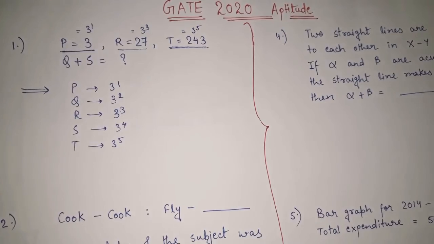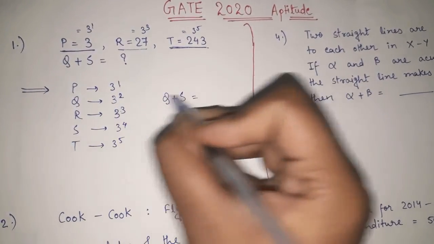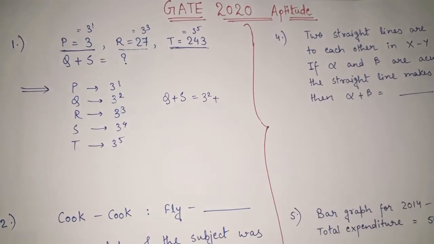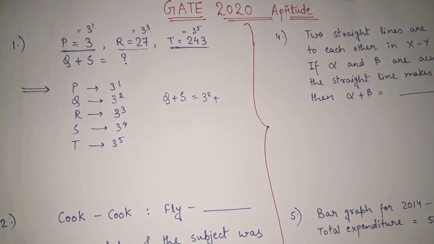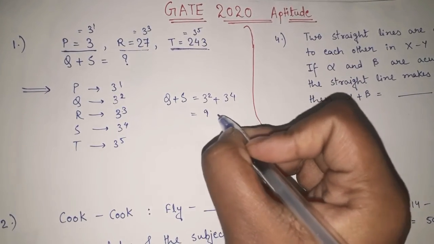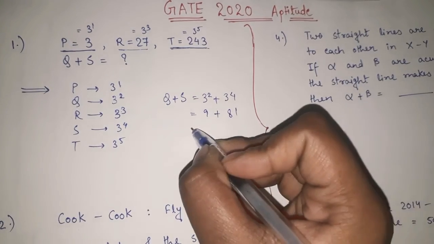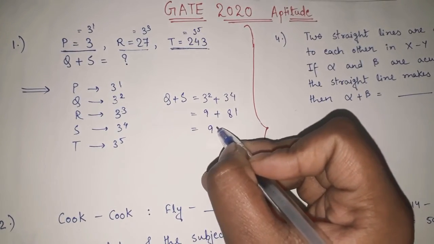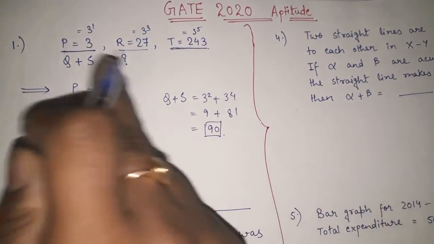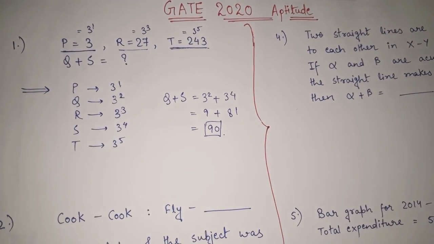As simple as that. So obviously, what will be my Q plus S? My Q plus S will be equal to 3 raised to 2 plus 3 raised to 4. That is equal to 9 plus 81, since 3 raised to 4 is 81. And 9 plus 81 is 90. So the answer for this question, Q plus S, would be 90. So that was our first answer.